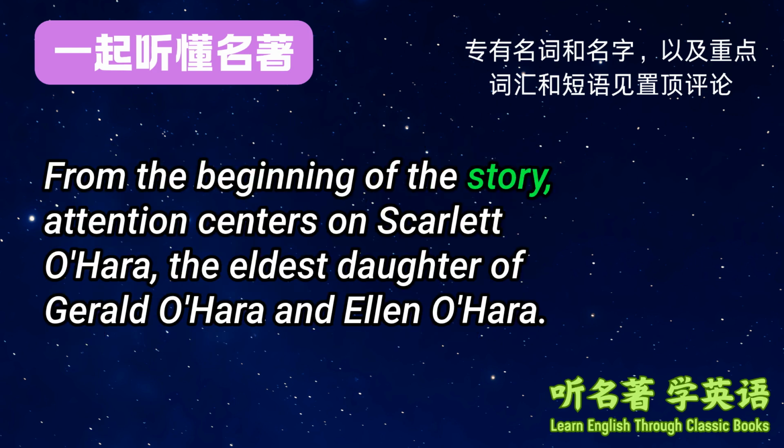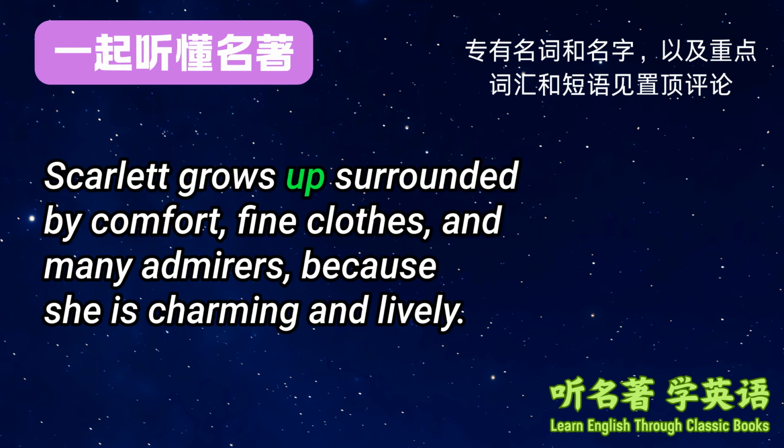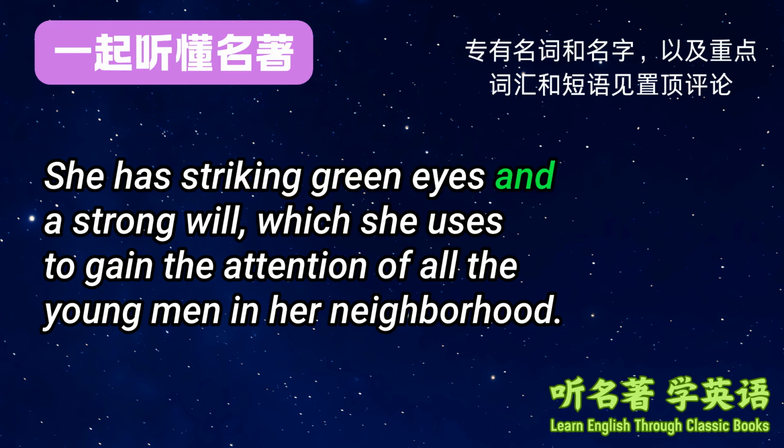From the beginning of the story, attention centers on Scarlett O'Hara, the eldest daughter of Gerald O'Hara and Ellen O'Hara. The family home, known as Tara, is a large plantation in rural Georgia. Scarlett grows up surrounded by comfort, fine clothes, and many admirers because she is charming and lively. She has striking green eyes and a strong will, which she uses to gain the attention of all the young men in her neighborhood.